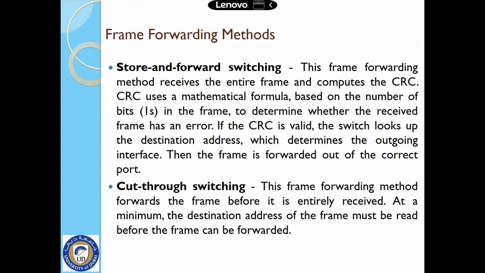Okay, so forwarding happens in 2 ways. First is store and forward switching. So basically the frame forwarding method will receive the entire frame and compute the CRC. CRC is something called cyclic redundancy check. It's a mathematical formula, which will be based on the number of bits or the number of ones in the frame, just to check if the message is corrupted or not. So CRC is for error detection.